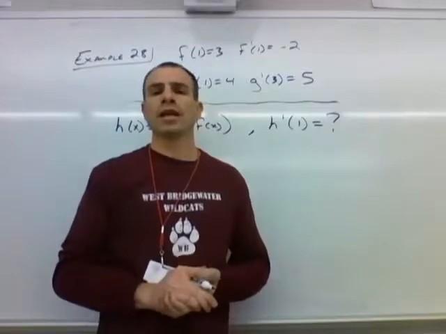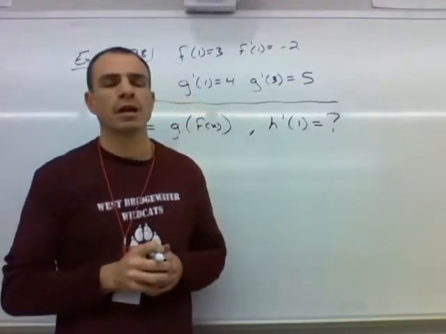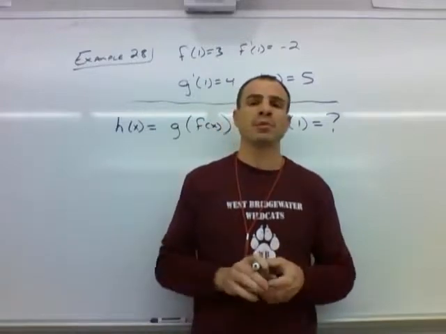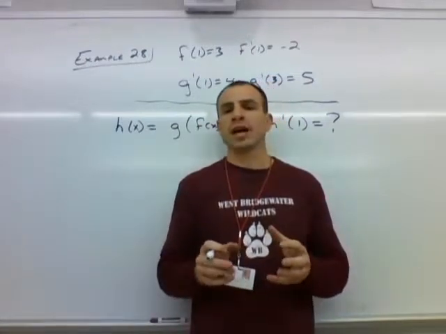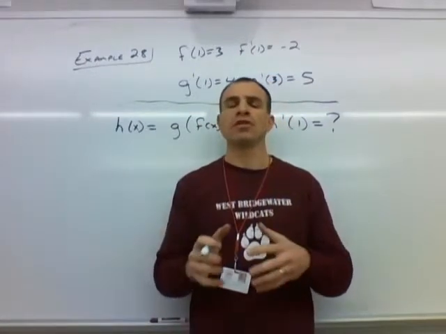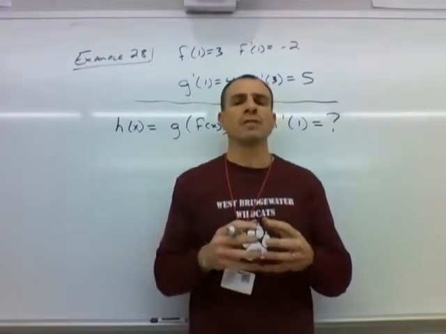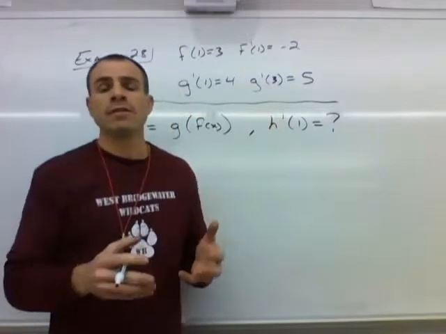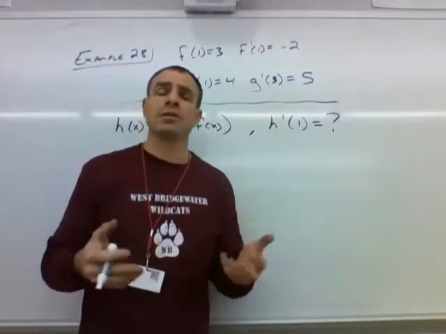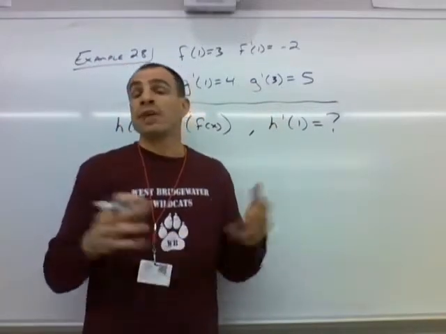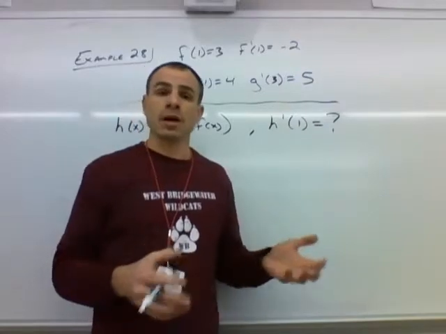With example 28, we see a situation that is quite common on the AP exam and in textbooks as well. It's really deciding or really showing which students understand this concept of the chain rule. There are no specific formulas for the functions. We're given the fact that f and g are continuous and differentiable functions. But that's all we're told about them, with the exception of a couple of values.